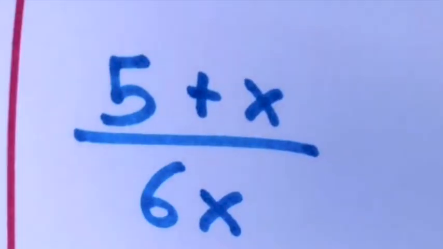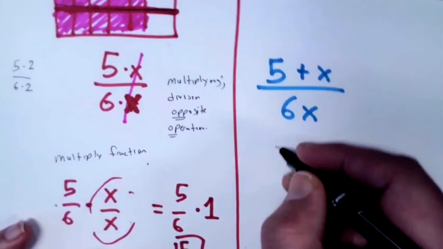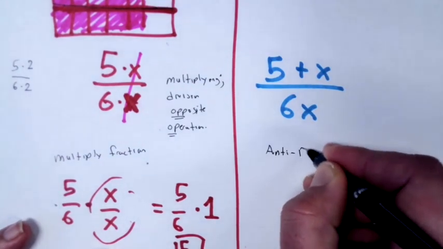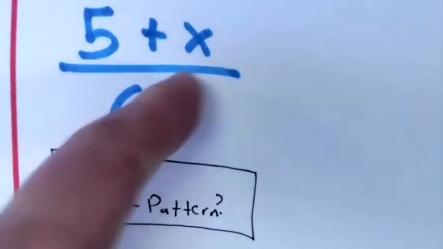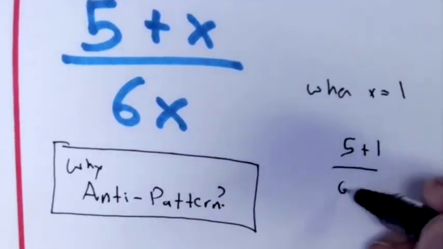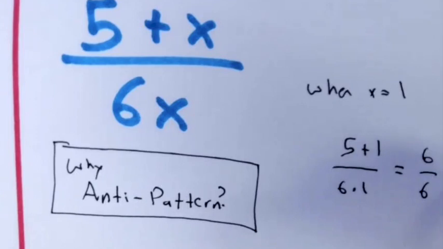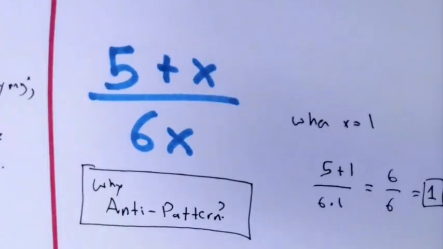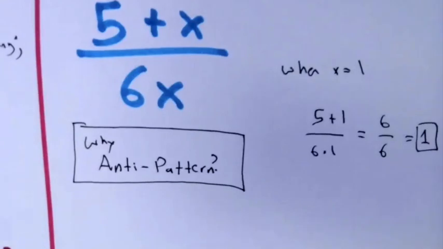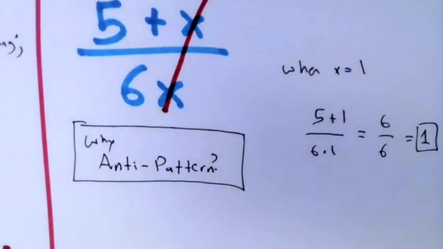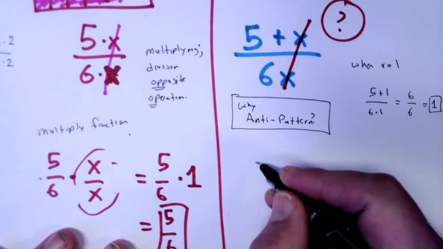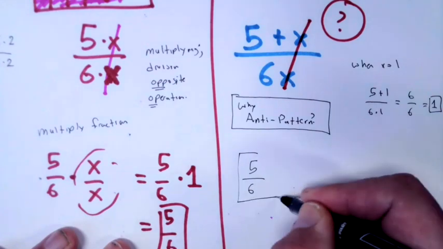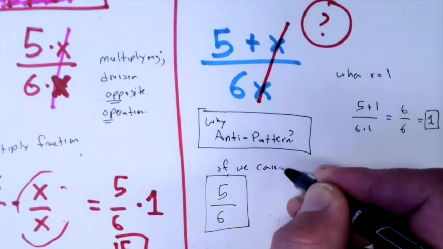In the second piece, why can't we do that? Well, one way to show that something is an anti-pattern is to show that there's a single number where it doesn't work. So we could say, okay, 5 plus x over 6x, when x is equal to 1, this would become 5 plus 1 over 6 times 1, which is 6 over 6, which is 1, right? But if cancellation were valid, when you plug in x equals 1 after canceling, you would just get 5 sixths.